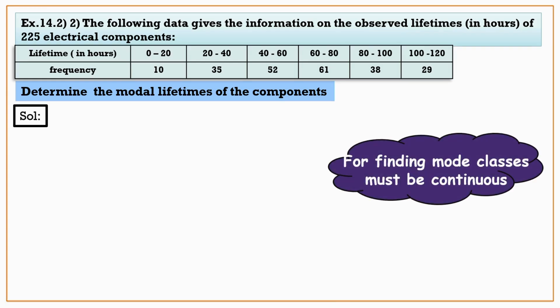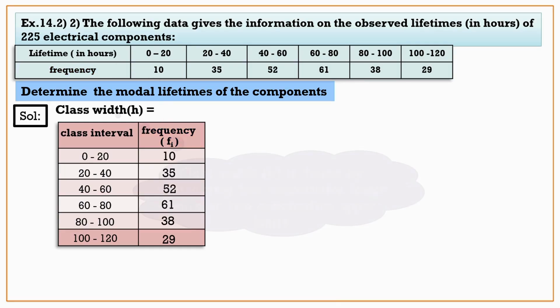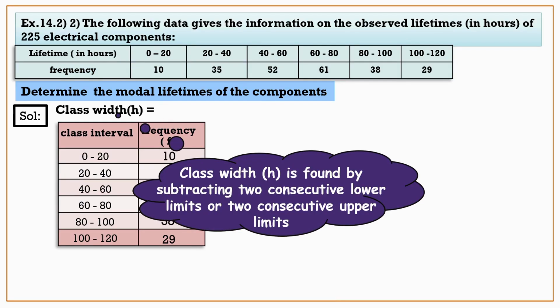So let's first check whether the class is continuous or not. For finding mode, classes must be continuous, right? In this case, class interval is given and frequency is given. So just copy the class, since it is already continuous, like 0 to 20, then 20 to 40, so that means it is continuous. Then 40 to 60, then 60 to 80. So this is a continuous class. Now just copy the frequency. Now we have to find the class width.